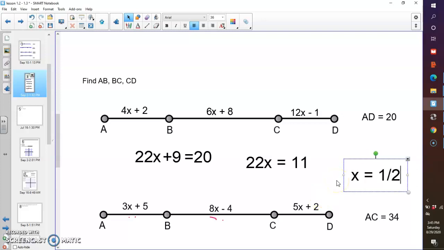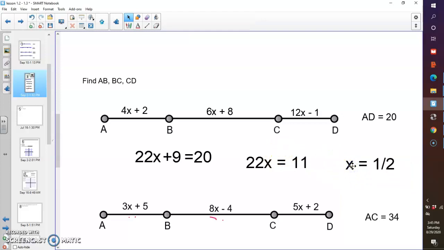That's my answer. And I have the first one be a fraction because I don't want us to be afraid of fractions. Okay, you have to understand, sometimes fractions, those are the answers. And if I plug that back in, 4 times 1/2 is 2, 2 plus 2 is 4. So this answer right here would be 4. 6 times 1/2 is 3, 3 plus 8 is 11. That answer would be 11. 12 times 1/2 is 6, 6 minus 1 is 5, and that answer is 5.